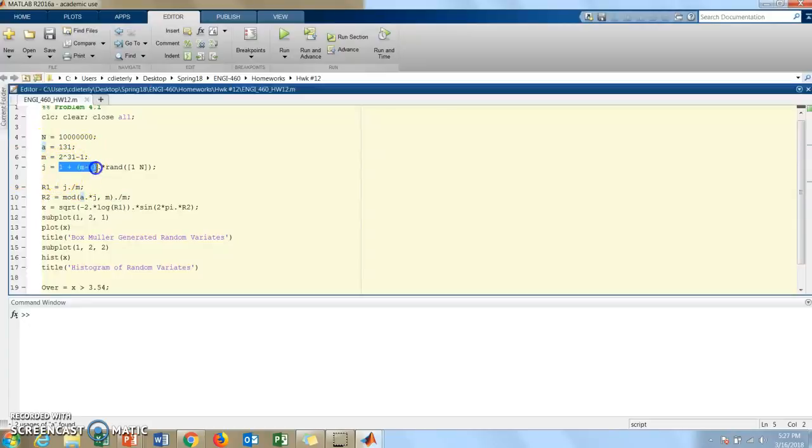And this is just MATLAB syntax, how to do the modulus formula. And then again, R1 is J divided by M, and R2 is A times J mod M divided by M. And then X is the formula. Then we're going to plot two things, the generated random variates and then the histogram just to show the shape.